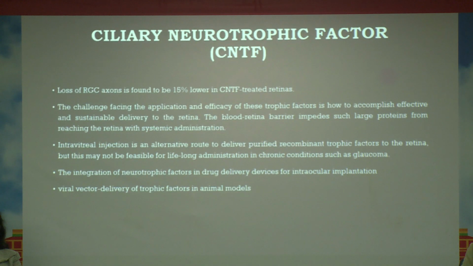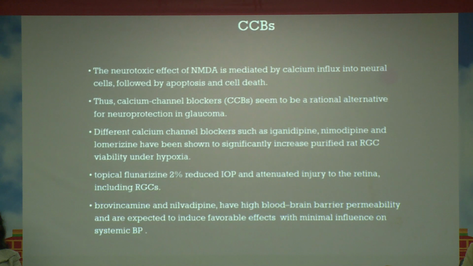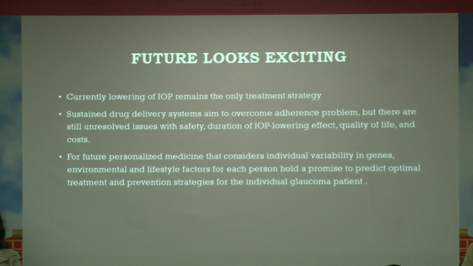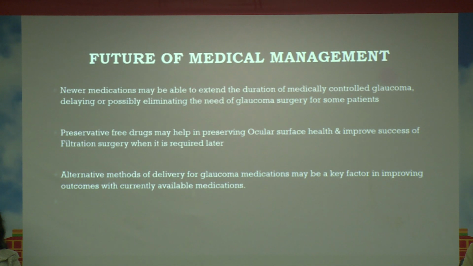Neurotrophic factors in neuroprotection. So the future looks exciting. Although currently lowering of IOP remains the only treatment strategy, sustained drug delivery systems and personalized medicine, which really take into account your genetic makeup and then target with gene therapy, may be the newer future. And newer medications may be able to extend the duration of medically controlled glaucoma. Preservative-free drugs may help in preserving the ocular surface, and alternative methods of delivery for glaucoma medications may be a key factor in improving outcomes with currently available medication.